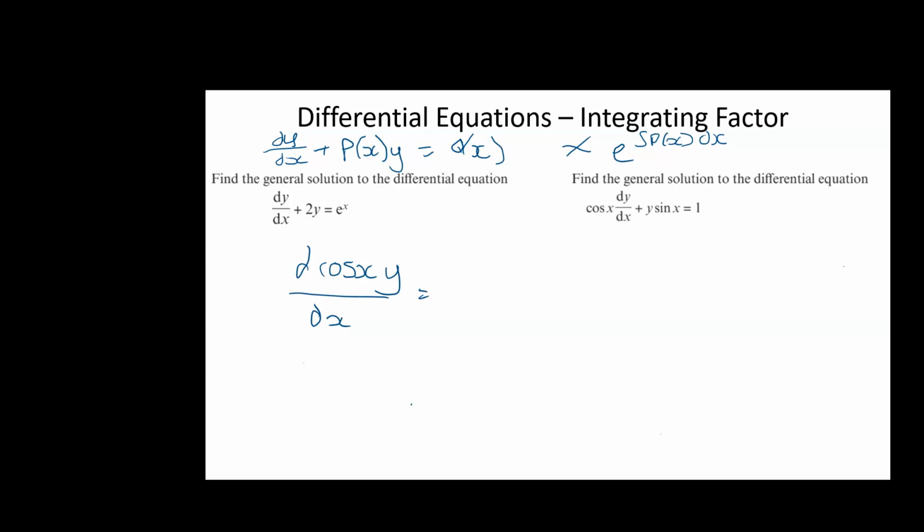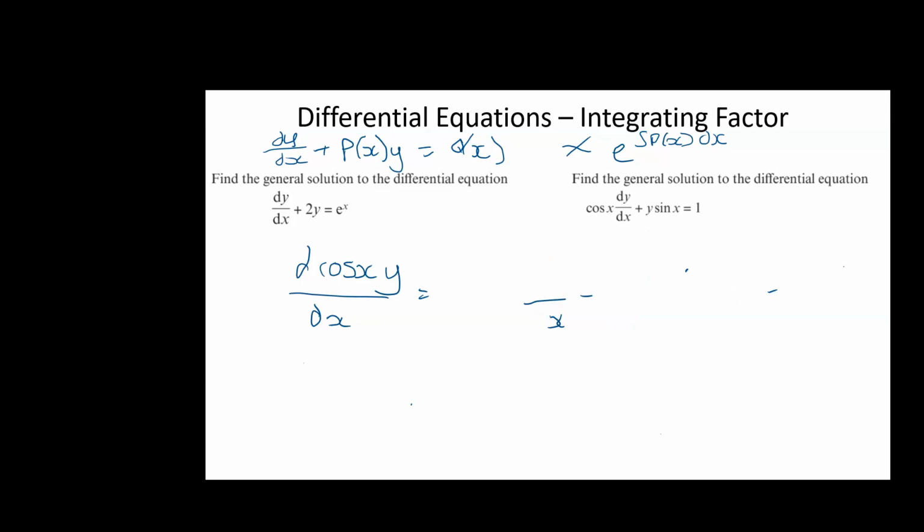Well, it will be the first, cos x, times the differential of the second, dy by dx, plus the second times the differential of the first. But the differential of the first would give us minus sine x, and that would equal 1. And that's not the same as we've got. We've got plus here, not minus. So this is an issue. So we need a new strategy for this one.